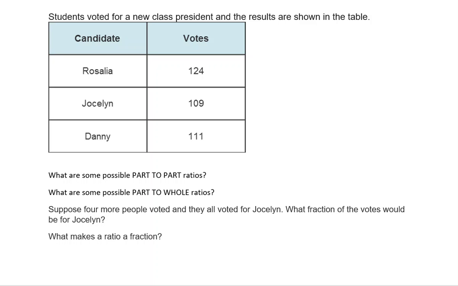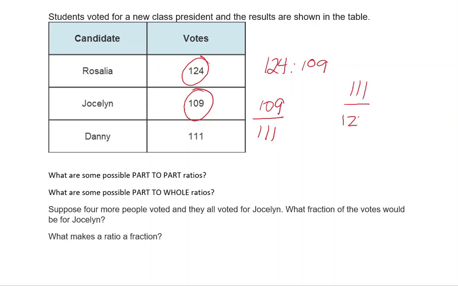We have part-to-part ratios. When we compare part to part, we're comparing a part of the votes to another part of the votes. For example, 124 in comparison to 109 would be a part-to-part ratio because it compares this part to this part. Any 2 numbers we choose here, 109 compared to 111, that's another part-to-part ratio. 111 compared to 124, that's another part-to-part ratio.